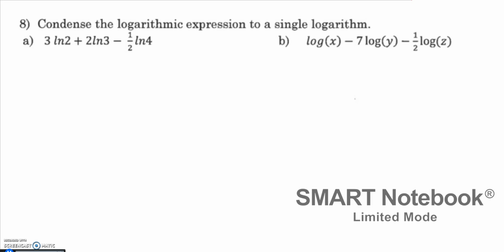Part 8A and B, condense the logarithmic expression to a single logarithm. So we only want one log or one ln. And so when we want to condense, we want to move all numbers up to exponents, and we want to make it one single log.